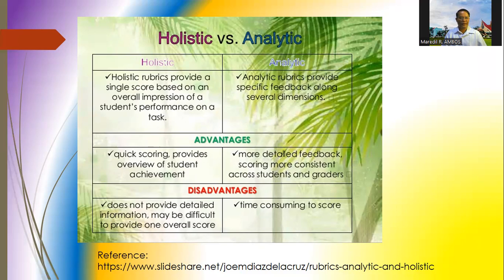teachers. And for the disadvantages, for holistic, it does not provide detailed information and may be difficult to provide one overall score. However, in the analytic, it is time consuming to score because you have a lot of criteria to be given points. So that's the differences between holistic and analytic rubrics.